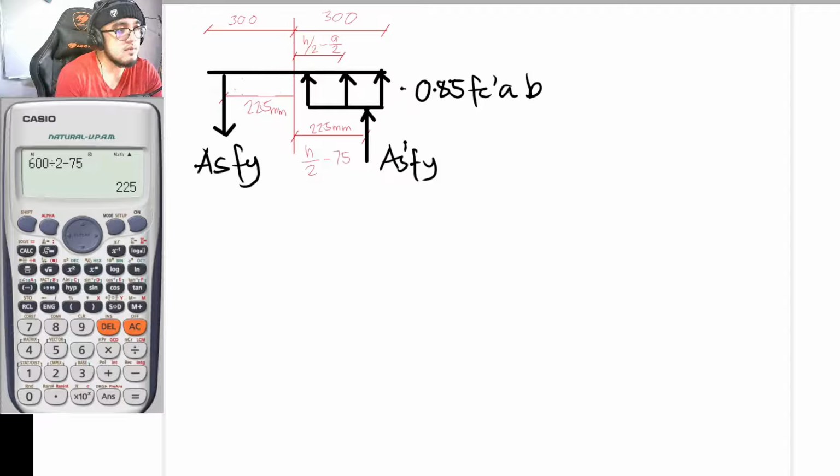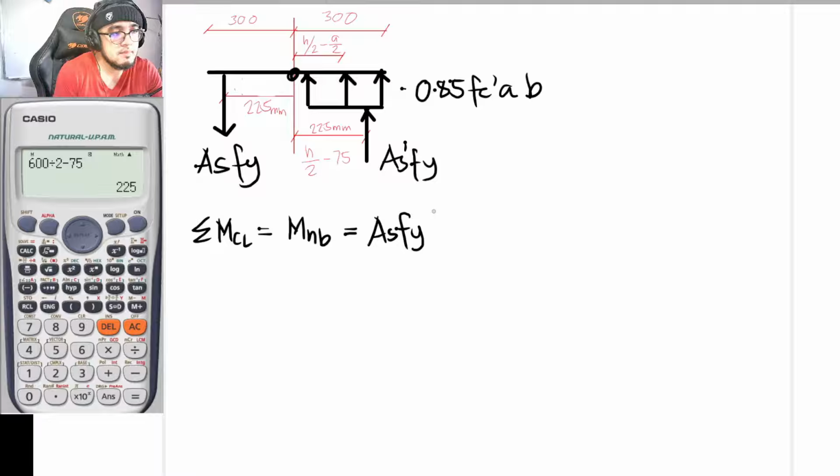As you can see, if we would be getting the moment about this point, all of these forces would result to a counterclockwise moment. So with that, all of them should be positive. So the summation of moment about the center line should be equal to M_nb, or the balanced moment. And this is once again equal to, so let us go from left to right once again.